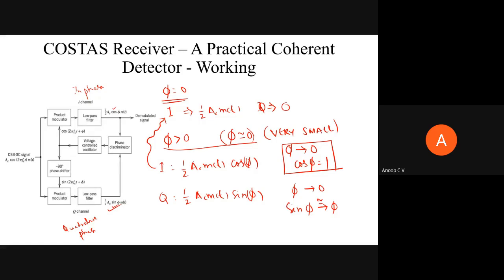So you have heard it, right? It's not the first time you are hearing it. Whenever there is a small phase difference, this Q channel output will be proportional to sine phi, which in turn will be proportional to phi, right?